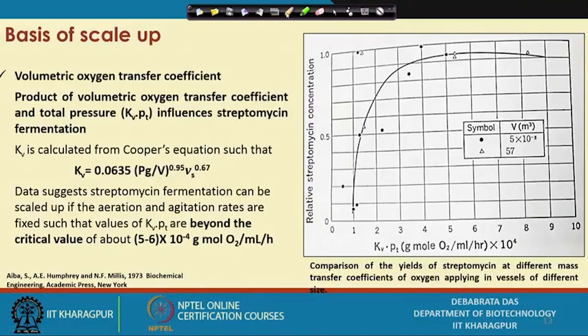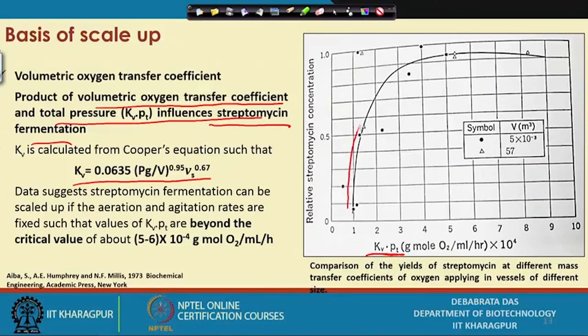The next example is the streptomycin fermentation process. Here I try to correlate the volumetric mass transfer coefficient. The product of the volumetric oxygen transfer coefficient and total pressure influences the streptomycin fermentation process. This is the volumetric oxygen transfer rate and PT is the total pressure. As it changes, the relative concentration of streptomycin changes like this. After some time it attains a plateau, so here we get the maximum amount of streptomycin production. What is written is that 5 to 6 times 10 to the power minus 4 gram mole oxygen per milliliter per hour will give the maximum amount of product formation.